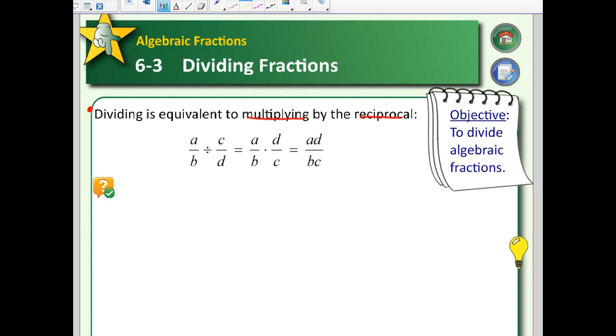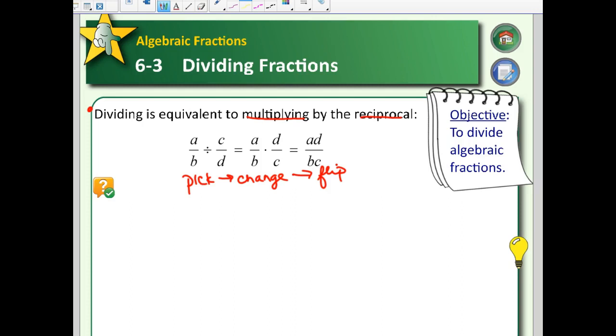If you remember last year in 7th grade, we had this little thing that we called keep, change, flip. That doesn't look so good. Let's try it a little bit differently. We keep the first fraction, then we change our division to a multiplication, and then we flip it. We multiply by the reciprocal.